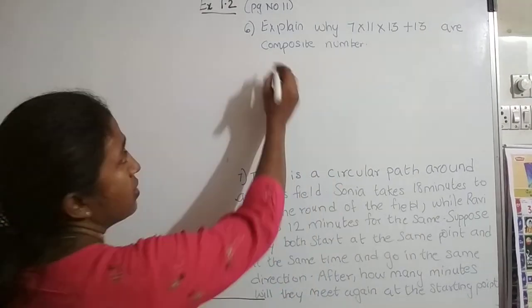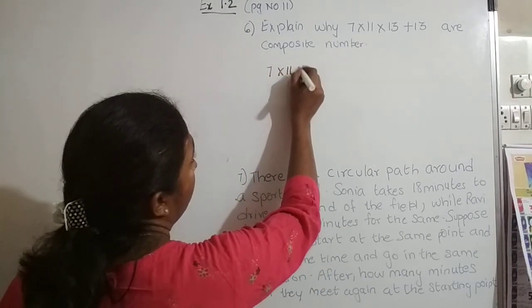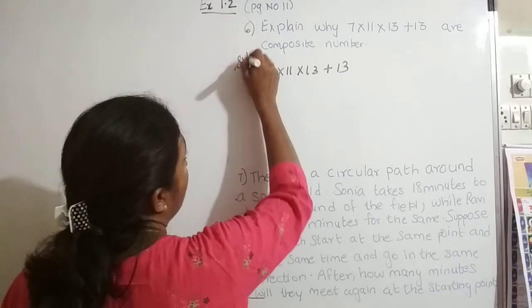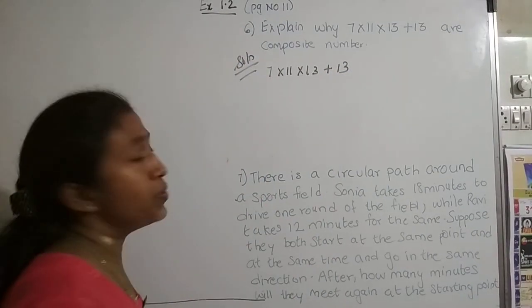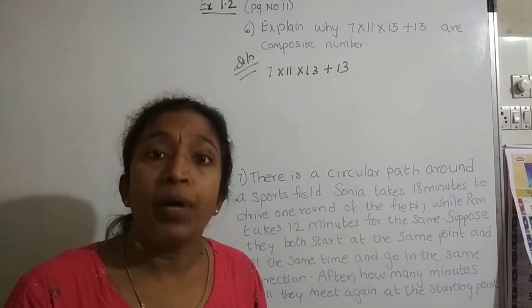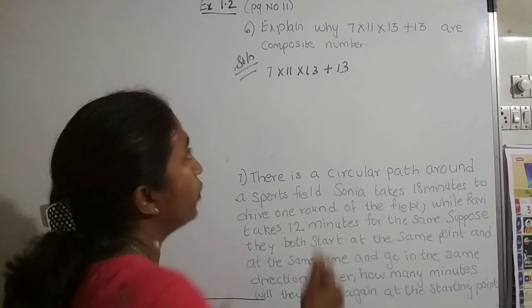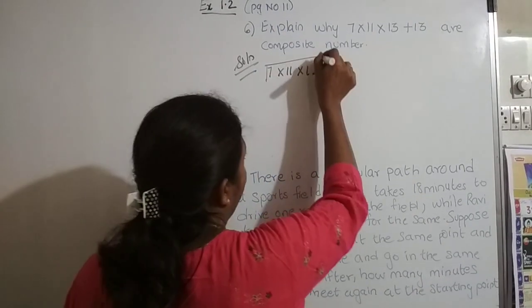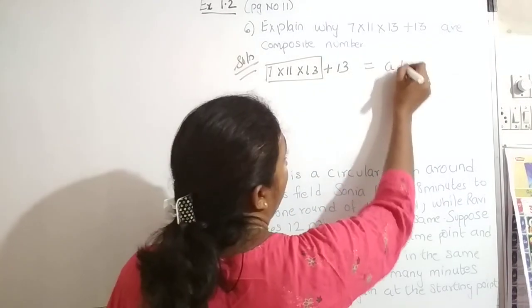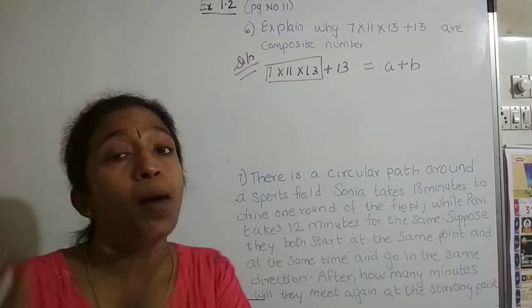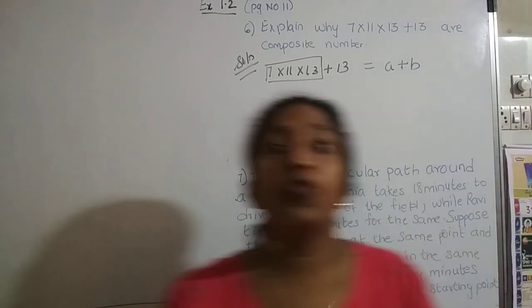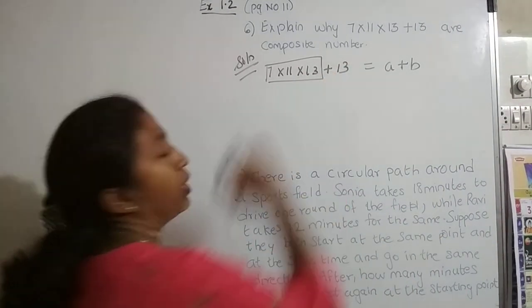So if it's for 2 marks, just see 7 into 11 into 13 plus 13; you have to prove this is a composite number. First you see what kind of number it is. Is it a monomial, a binomial, a trinomial? Here, when I multiply, this becomes one number and this is the other number. So this is in the form A plus B, a sum of 2 numbers.